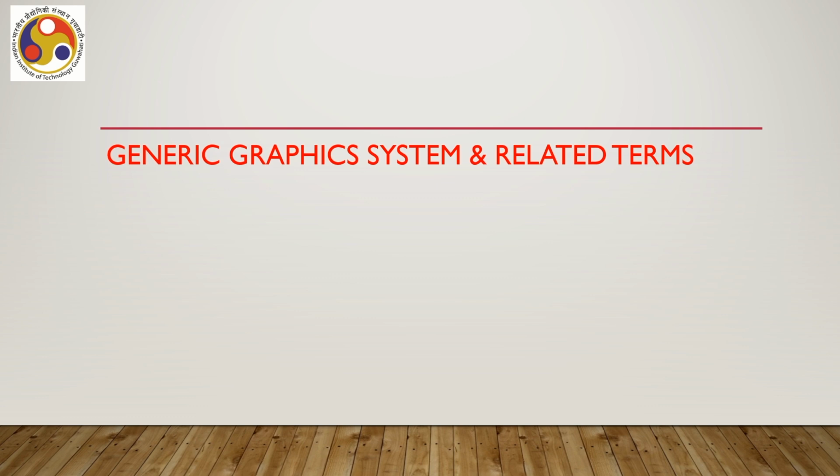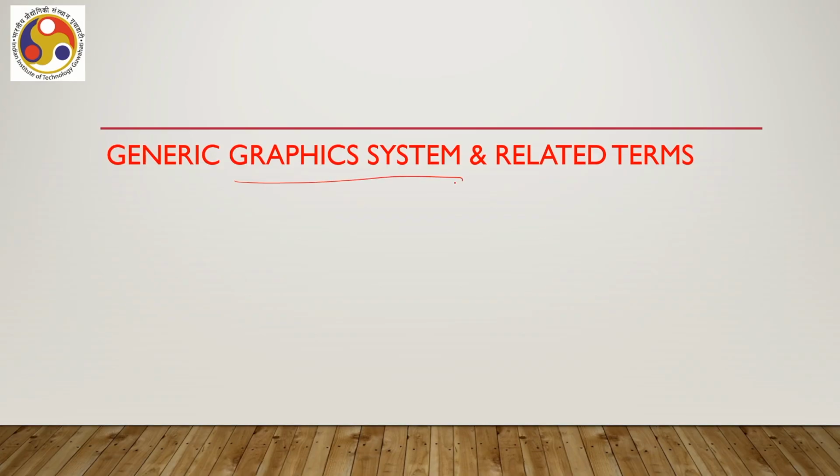So, in order to understand how a static image is rendered, that means how the components are represented, how they are synthesized and finally rendered on the screen, let us first start with an understanding of the generic graphic system. When we say that we have a graphic system, what are the major components? Also, we will learn a few basic terms in order to understand the process of rendering.